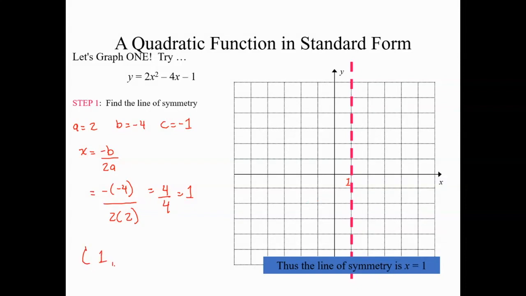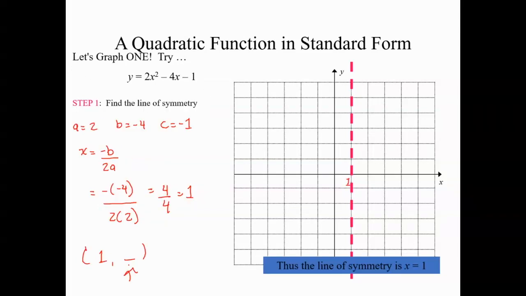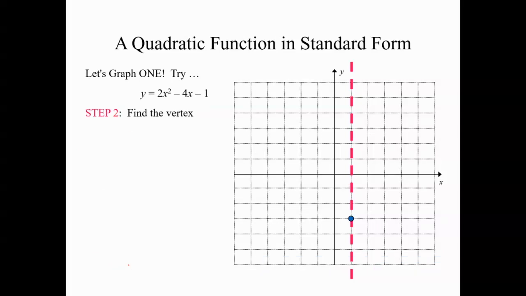So now I've solved for part of my vertex, but I don't know what this is. So the next step, I hope I didn't go too fast there. I guess you're not writing it down, you're just following anyways. Okay. Next step is to find the vertex. Well, I've already found that my line of symmetry is x equals 1, so I know that my vertex is 1, but let's figure out what is y.